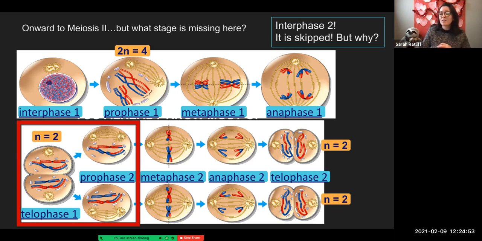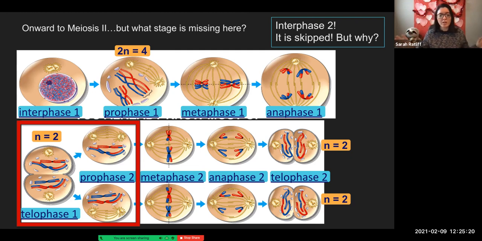What it really comes down to is we don't need more DNA. We already replicated what we need. That's the main point, getting super simple about interphase. We already prepared during interphase 1. We're just going to keep going. We're not pausing to take a break. We're just powering through. We don't need to prepare anymore. We're already good to go to move on to meiosis 2.